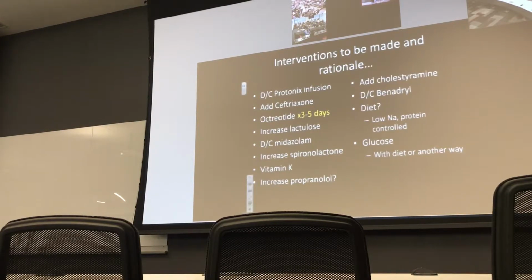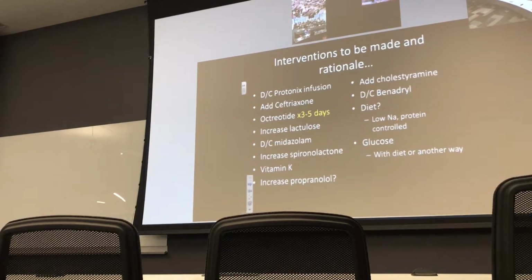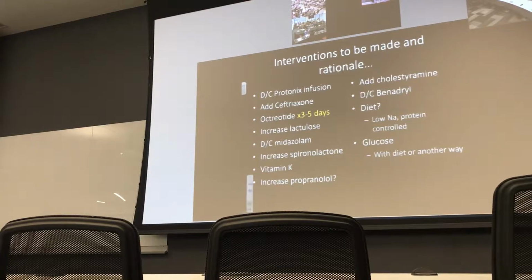for a variceal bleed. You can put a stop date on octreotide. Octreotide is very expensive, it's only indicated for 3 to 5 days. As the other group said, increase lactulose to titrate to 2 to 3 loose stools a day. DC the midazolam. We know that the benzo-like substances contribute to the altered mentation and encephalopathy. Increasing spironolactone, a group said to optimize the ratio.